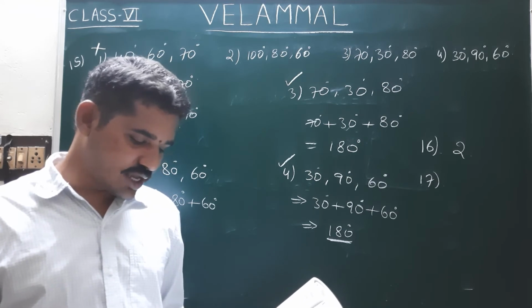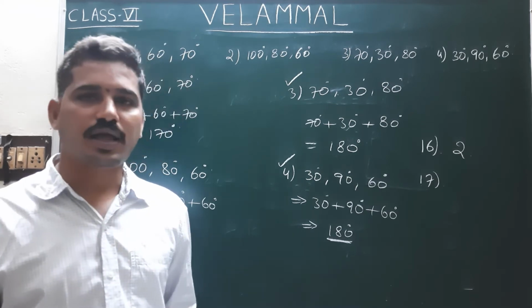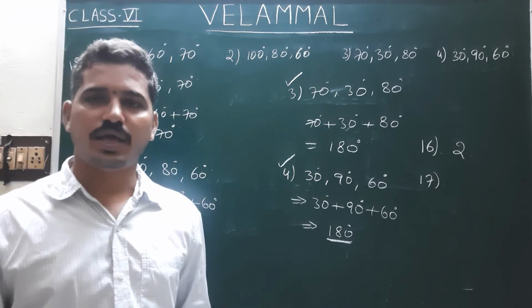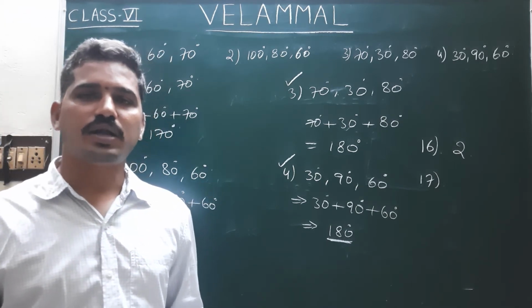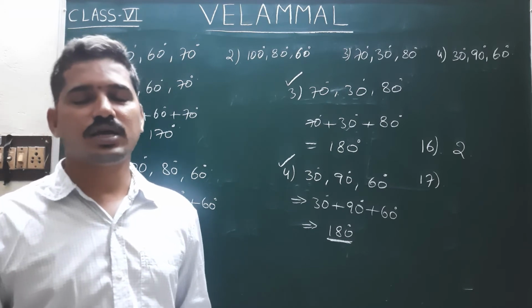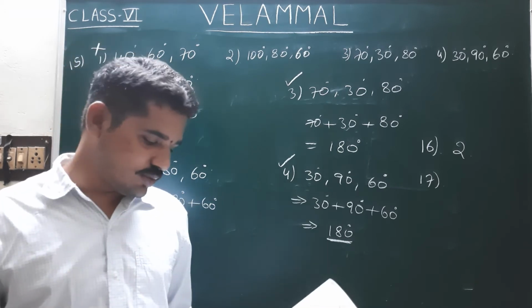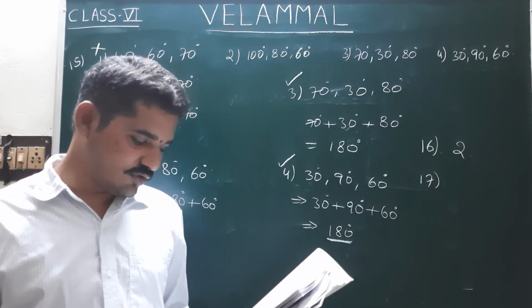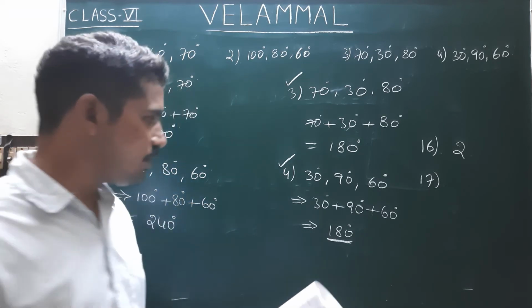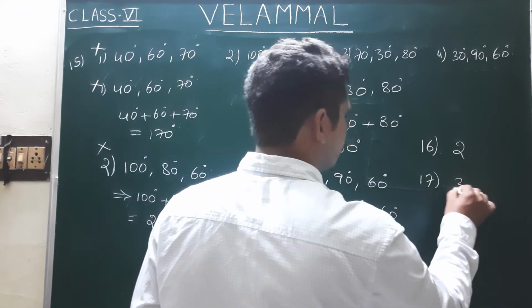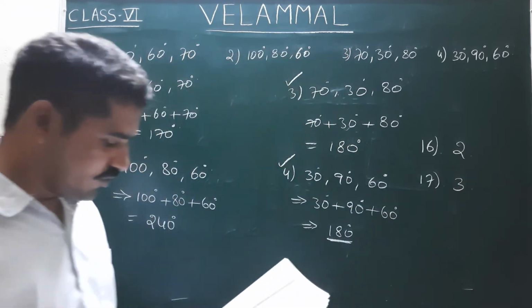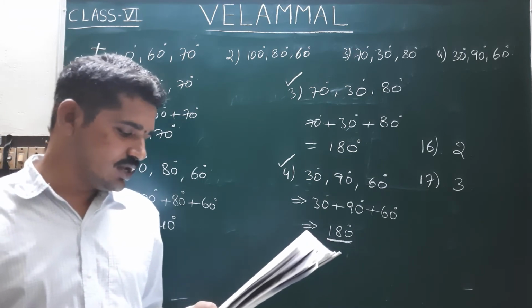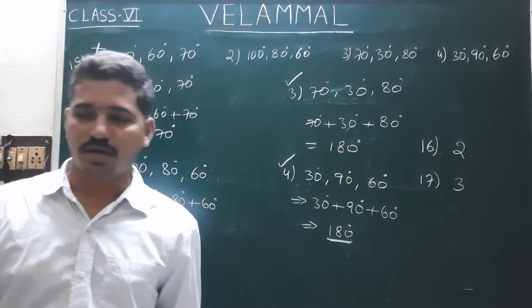Statement 2: An isosceles triangle is always a right angle triangle. There is no rule like that. An isosceles triangle can be an acute angle triangle, or an obtuse angle triangle also can be there. So statement 2 is false. So statement 1 is true and statement 2 is false. We can take the third option. Okay. For the 16th question option 2, and for the 17th question option 3 is correct. Copy this.